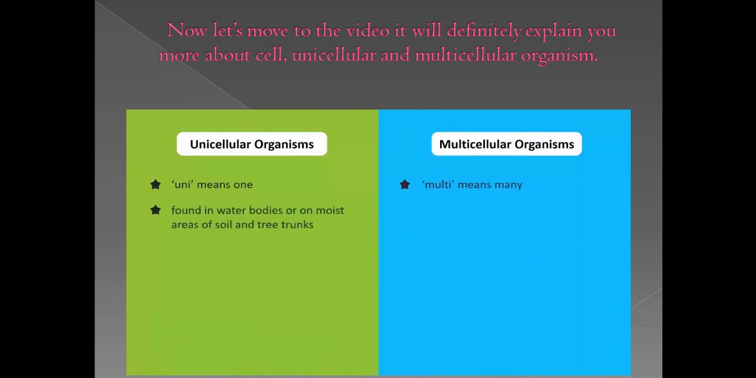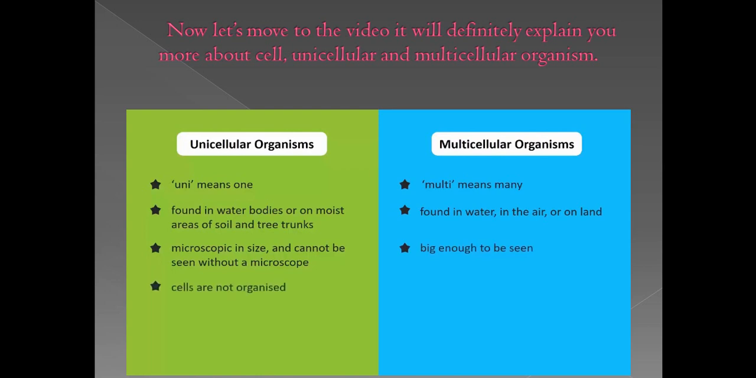Unicellular organisms are usually found in water bodies such as ponds, lakes, rivers, sea, or on moist areas of soil and tree trunks. Multicellular organisms are found in water such as fish, in the air such as an eagle, or on land such as lions or maybe a tree. Most unicellular organisms are microscopic in size, which means they can only be seen with the help of a microscope. Whereas most multicellular organisms are big enough to be seen.